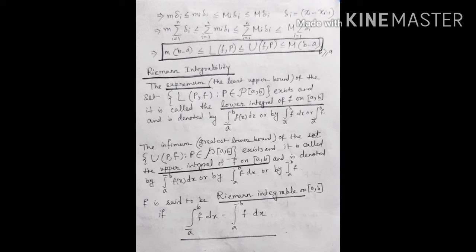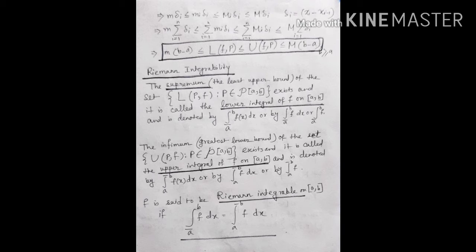Now Riemann integrability. We know our L(P, f) and U(P, f). Now the supremum or LUB of the set of L(P, f), if it exists, is called the lower integral of f on the closed interval [a, b], denoted by lower integral a to b of f(x) dx, or by lower integral a to b of f dx, or by lower integral a to b of f.